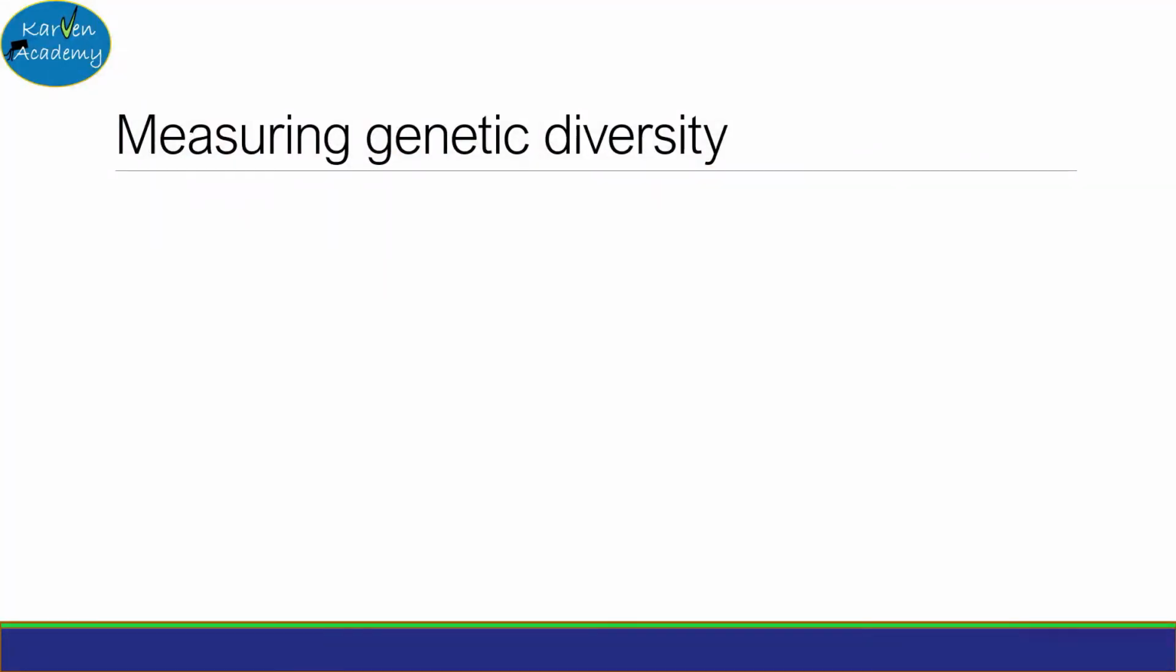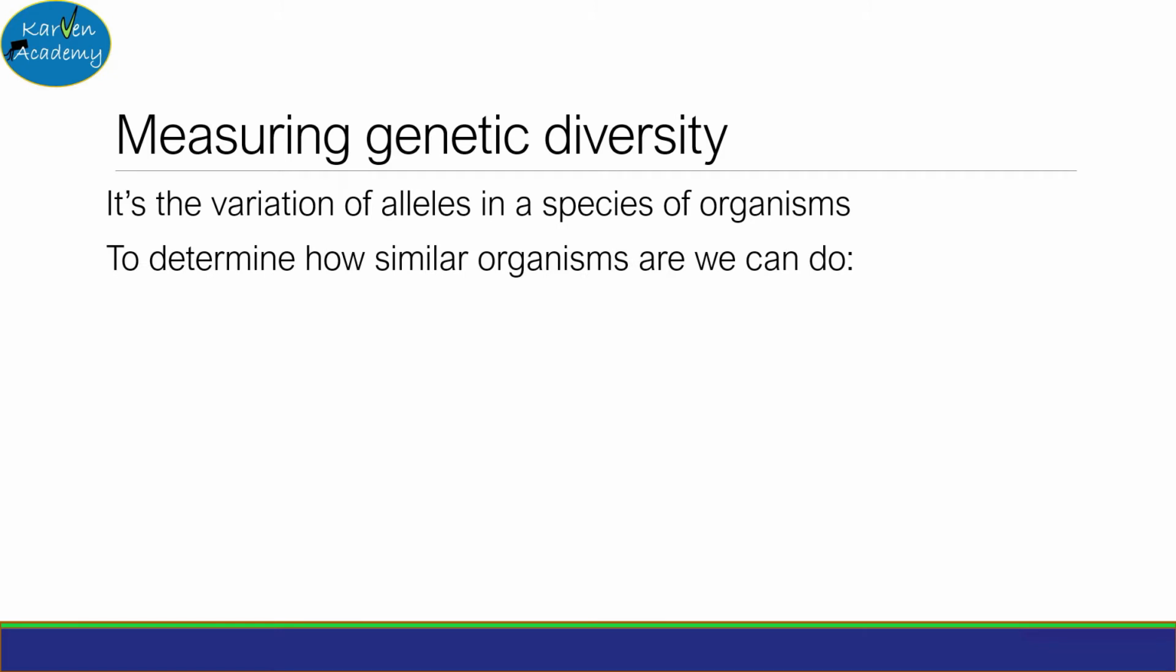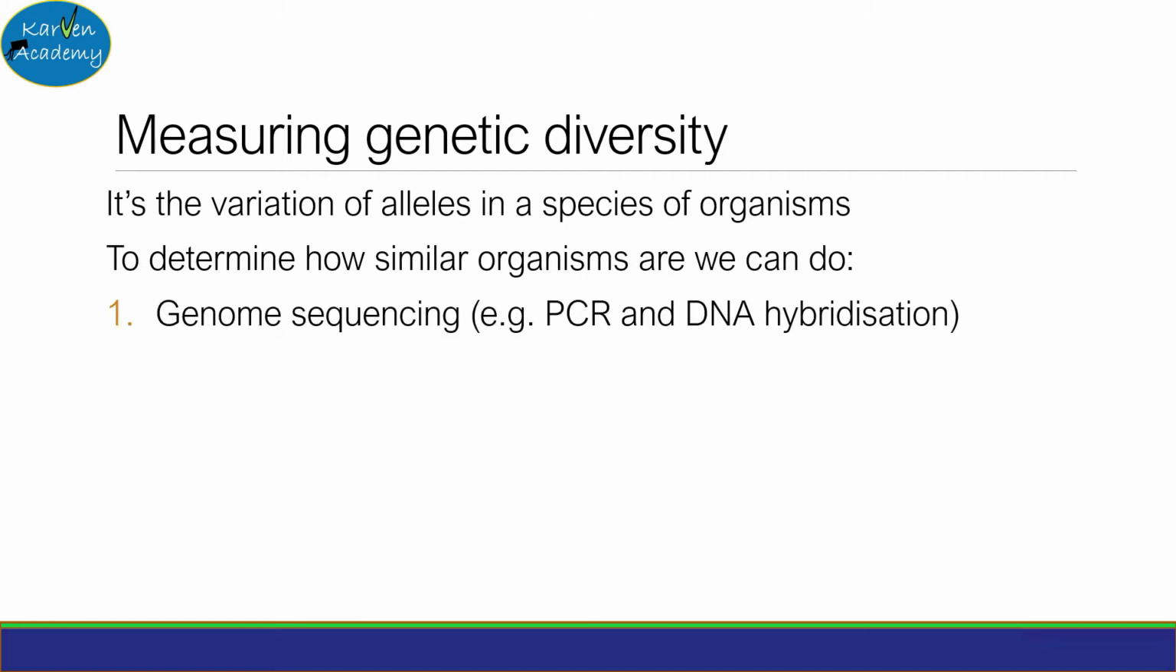Let's look at how we can measure this diversity, more specifically the genetic diversity. Genetic diversity is described as the variation of alleles in a species of organism. And to determine how similar organisms are, we can do genome sequencing, which can be done via polymerase chain reaction, abbreviated as PCR, or DNA hybridization. PCR is covered at A level, so we'll not cover it in this video. Other alternatives are amino acid sequencing and immunological comparisons.